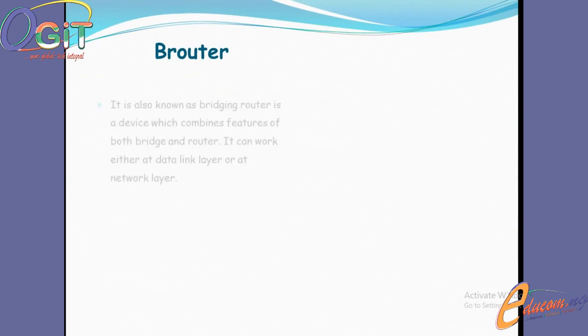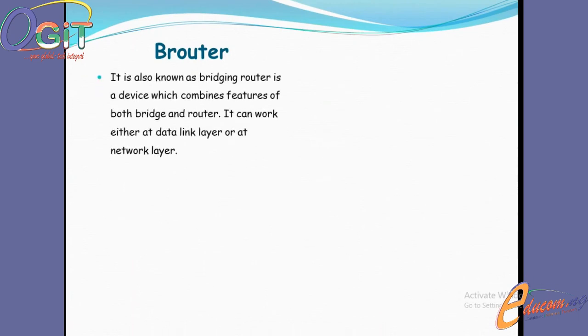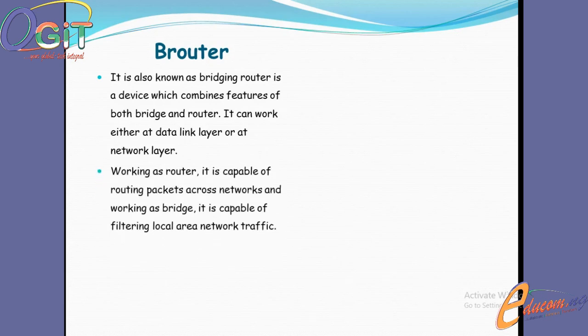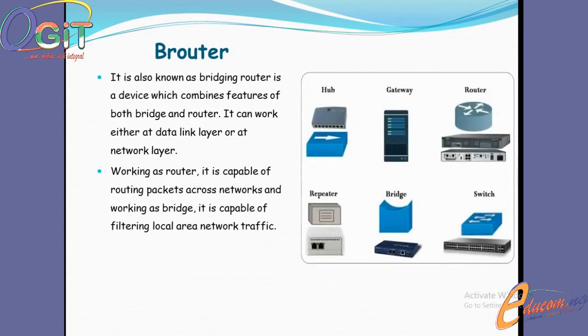We're going to move to the brouter. It is also known as a bridging router. It is a device which combines features of both bridges and routers. It can work either at the data link layer or at the network layer. Working as a router, it is capable of routing packets across the network, and working as a bridge, it is capable of filtering local area network traffic.